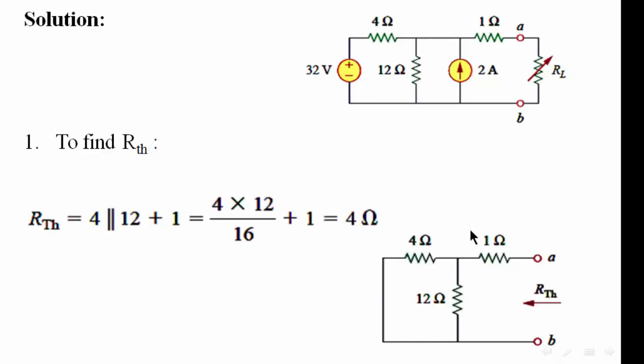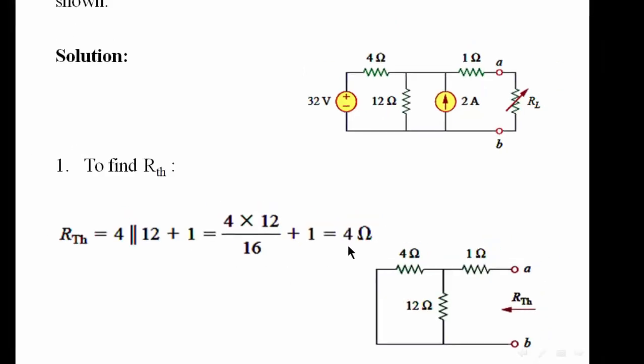So start by calculating the equivalent resistance. We have 4 parallel to 12, so the resulting resistance will be in series with the 1 ohm resistance. Therefore, we write 4 parallel to 12 plus 1, and the equivalent resistance is 4 ohm.